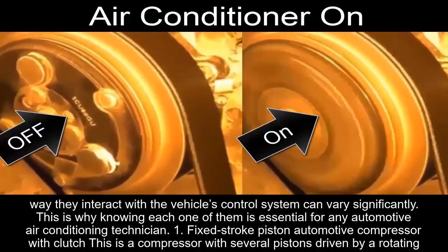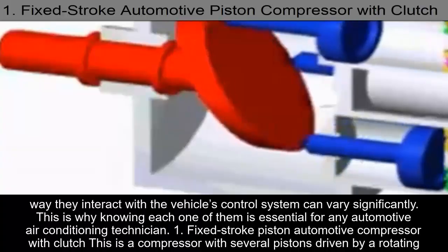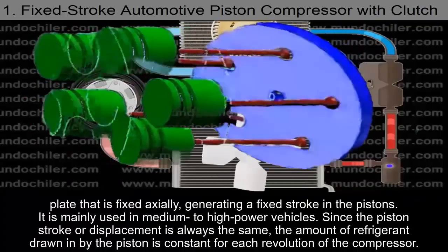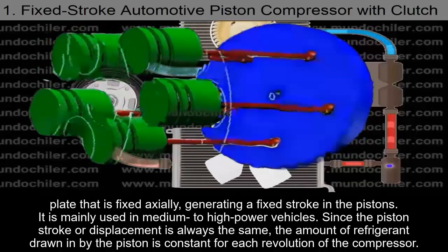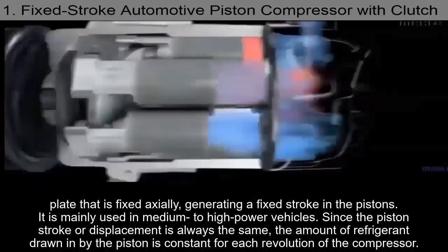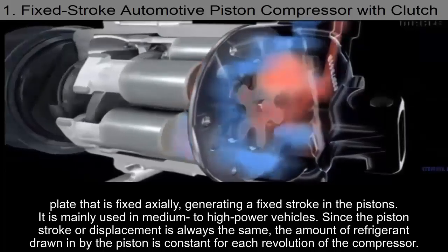1. Fixed-stroke automotive compressor with clutch. This is a compressor with several pistons driven by a rotating plate that is fixed axially, generating a fixed stroke in the pistons. It is mainly used in medium to high-power vehicles. Since the piston stroke or displacement is always the same, the amount of refrigerant drawn in by the piston is constant for each revolution of the compressor.